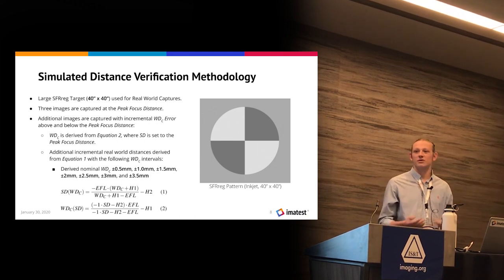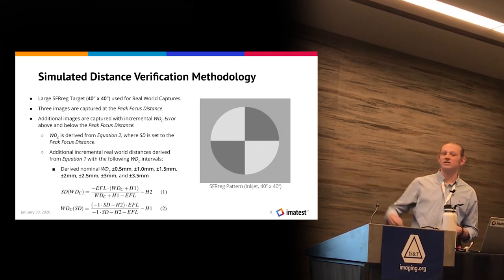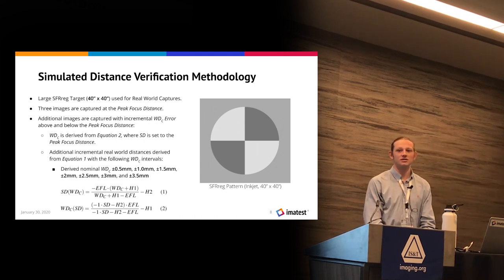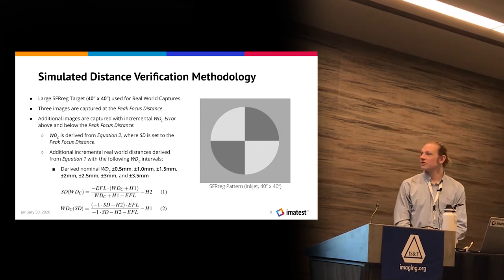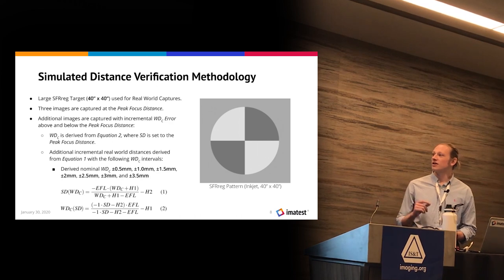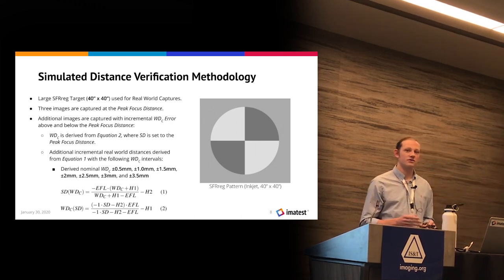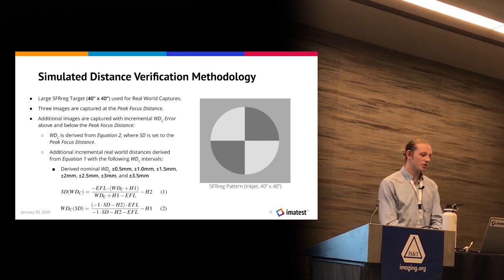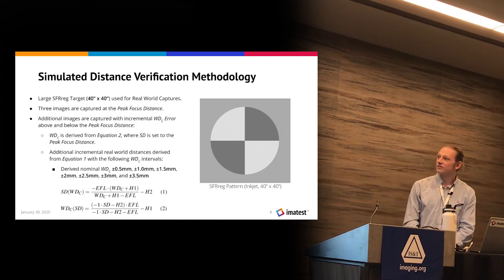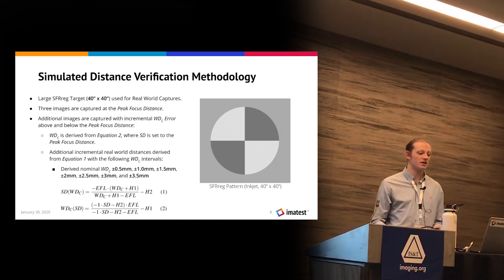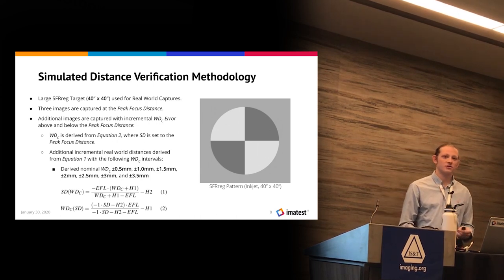So we replace the focus star with an SFR reg target. This is printed at 40 by 40 inches. We ensure that the camera is orthogonal to the target and that the target is centered in the image plane. We take three captures of the SFR reg target at our visual peak focus distance. And then we derive additional distances.